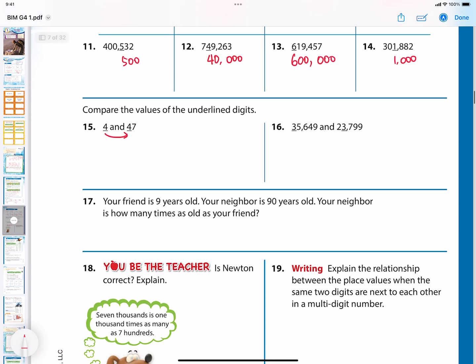Okay, we know this 10 times greater, and this is what? Okay, 1,000 to 10,000, 10 times greater. All right, your friend is 9 years old and your neighbor is 90 years old. Your neighbor is how many times as old as your friend? Yeah, 9 and 90 is what? Times 10. Okay, 10 times greater.